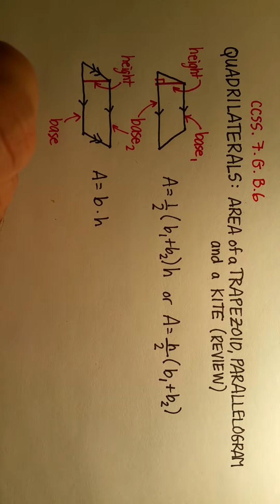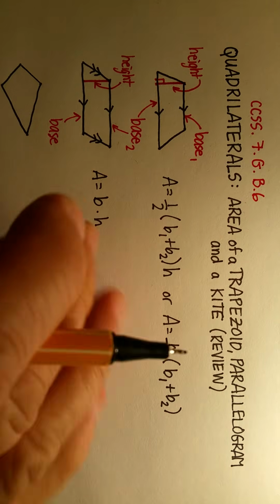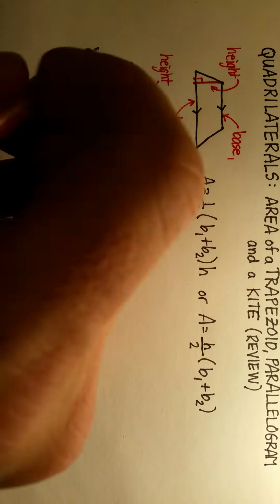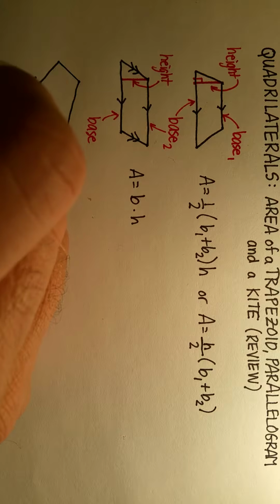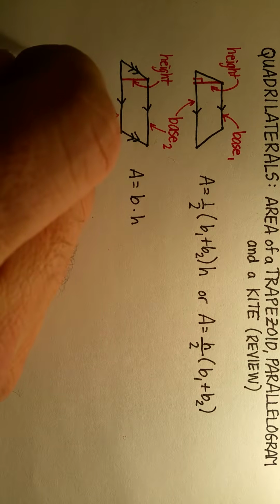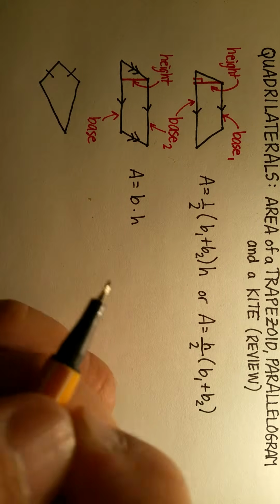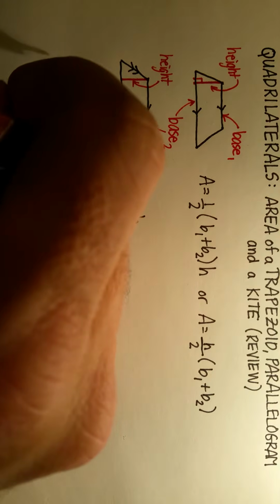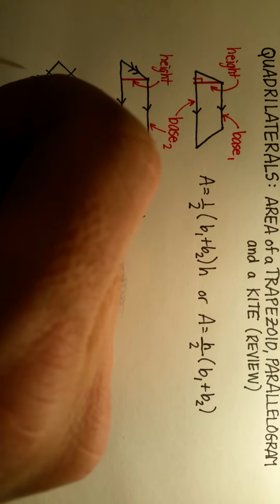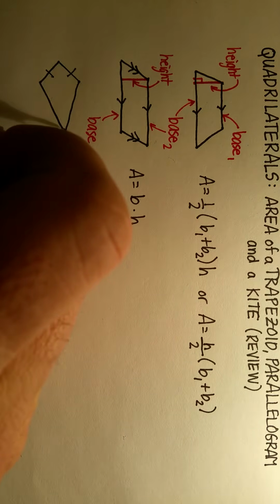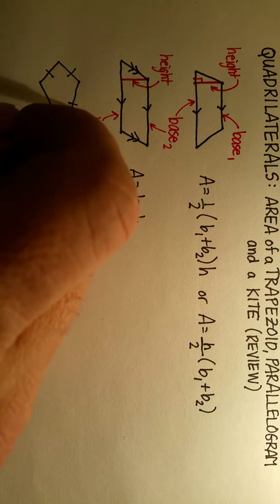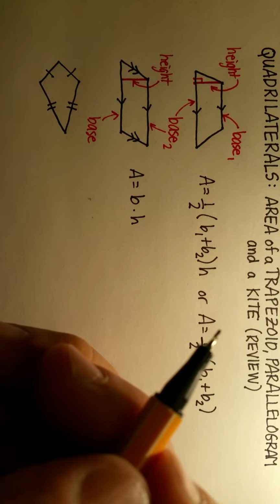All right, now remember that a kite has two sets of adjacent sides that are congruent. There are two sets of adjacent sides that are congruent. So for example, this side and this side are adjacent sides and they are congruent. This side and this side are also adjacent and they are also congruent.